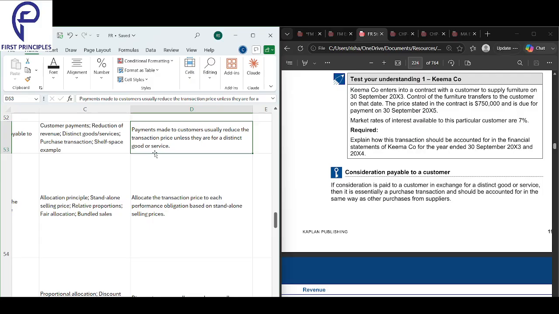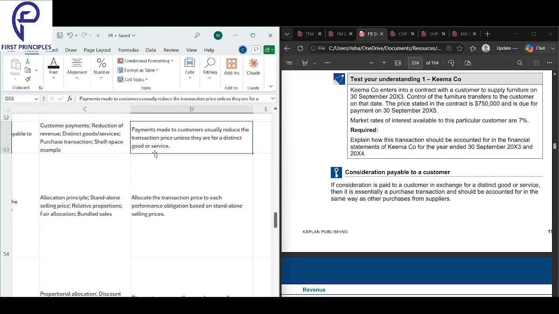That means if you purchase 10,000 soft drink bottles from me, you have to pay for the 10,000 soft drink bottles. But I have told you to buy a fridge, and whatever it costs for the fridge, I've reduced it from the price of the soft drink bottles. So generally that is the treatment, unless they are for a distinct good or service.